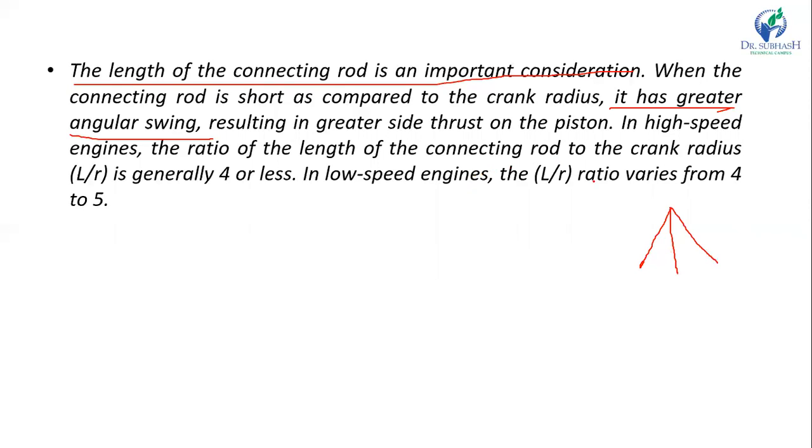ઓકે, એના કારણે શું થાય, it results in greater side thrust on the piston. Piston ઉપર વધારે side thrust લાગશે. Okay, so in high speed engine the ratio of the length of the connecting rod to the crank radius, that is the L by R, is generally 4 or less. Okay, and in low speed engine the L by R ratio varies from 4 to 5.